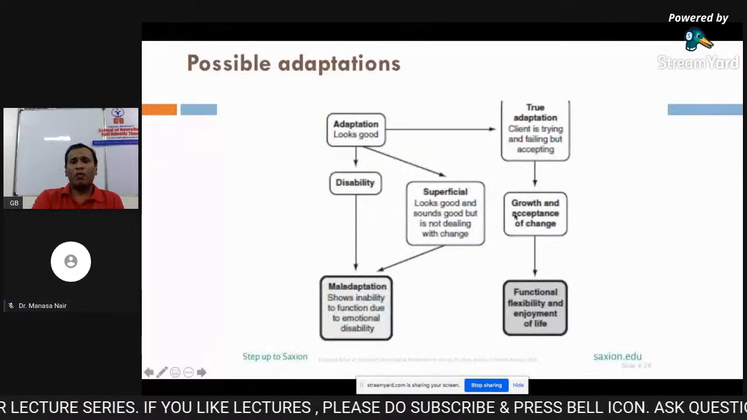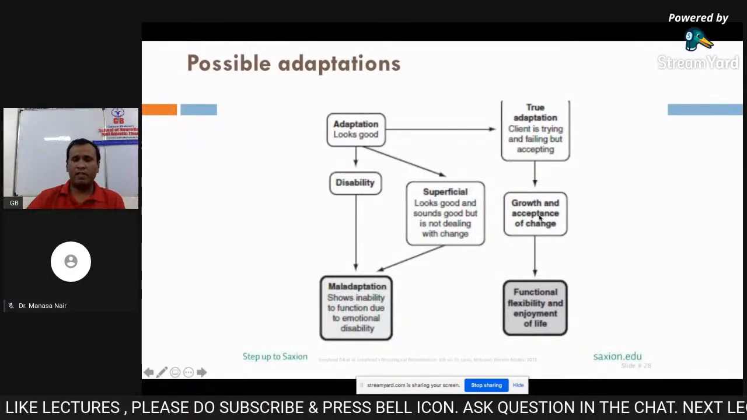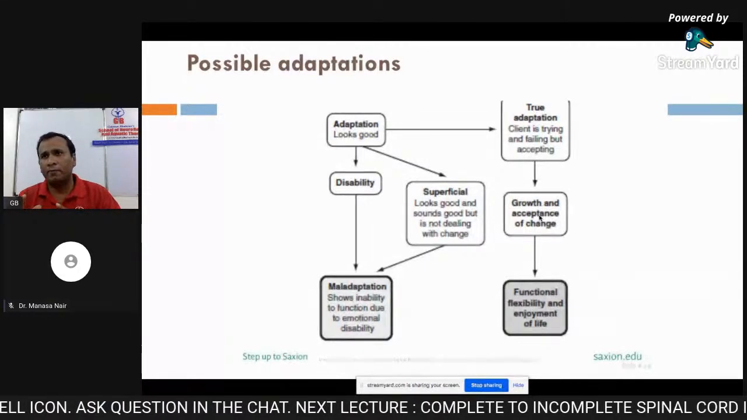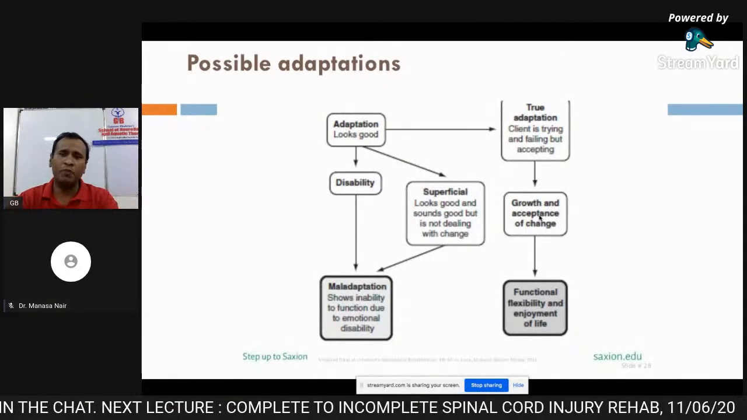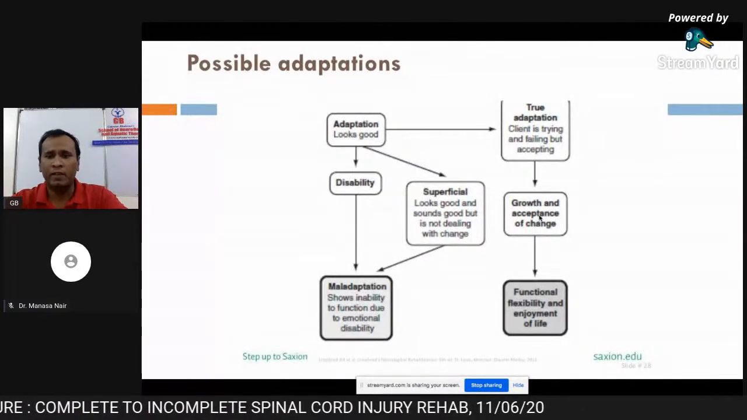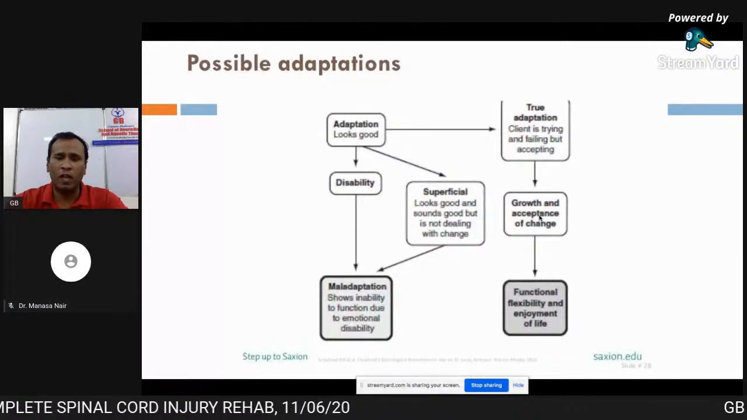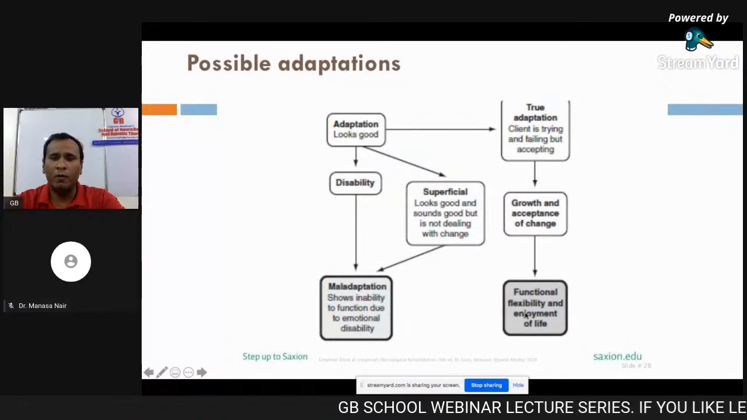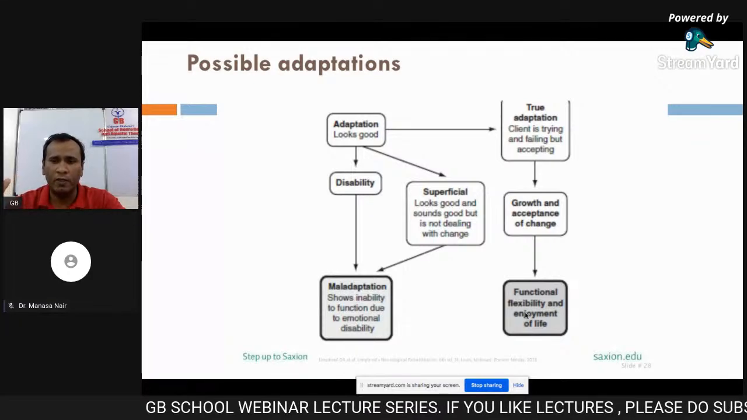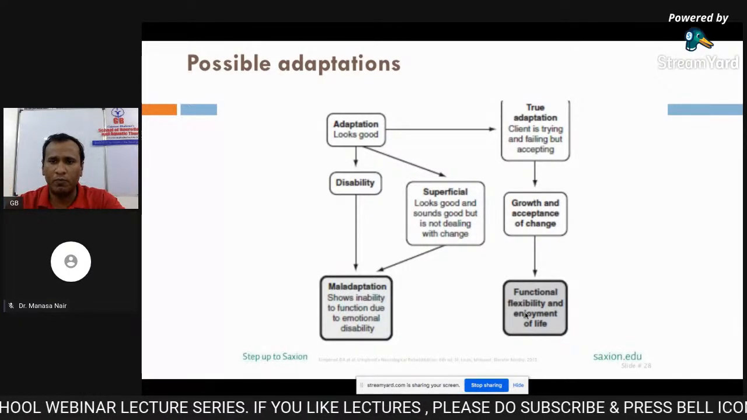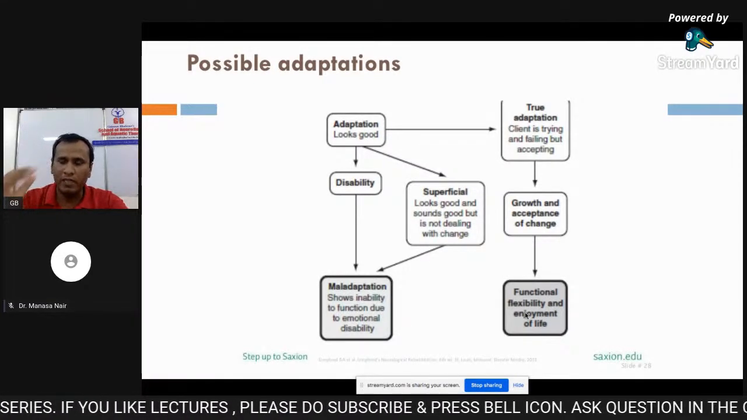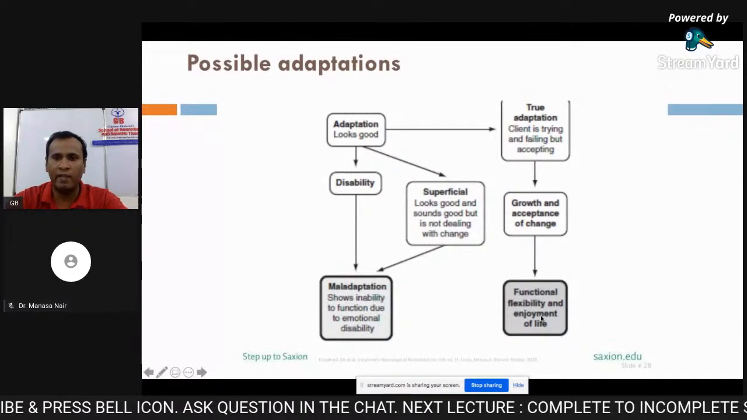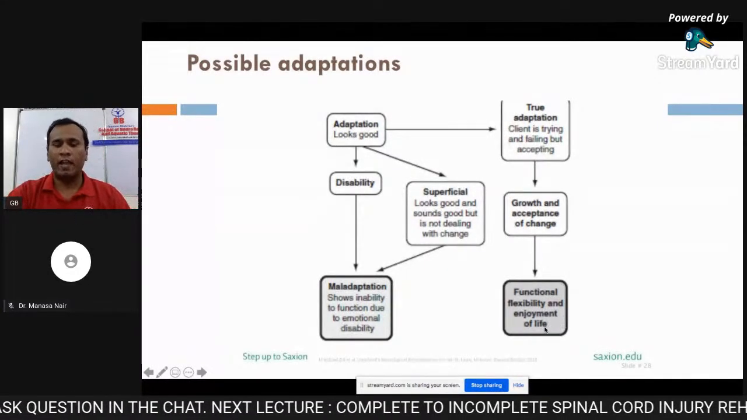And this will allow us for growth and acceptance for the change. So this is a good combination of failure and success, and more involvement, more engagement in the exercise program. So there is a good acceptance by the patient, and then they participate in their growth, and this acceptance of the challenges will help them to get more functional flexibility and enjoyment in life.